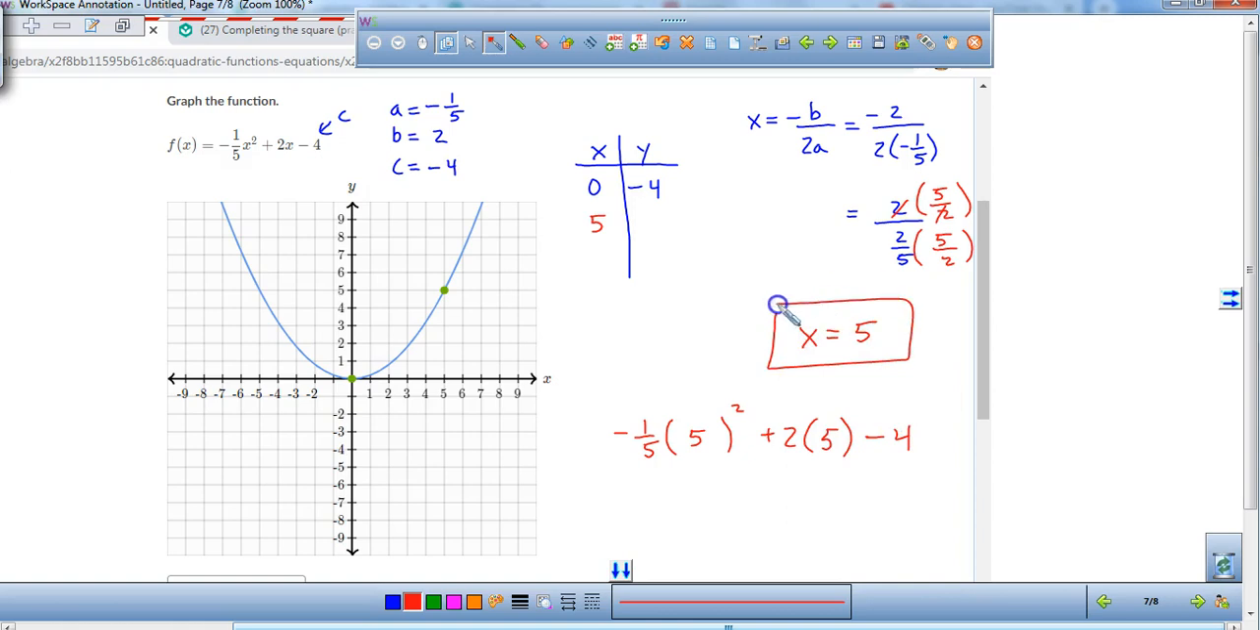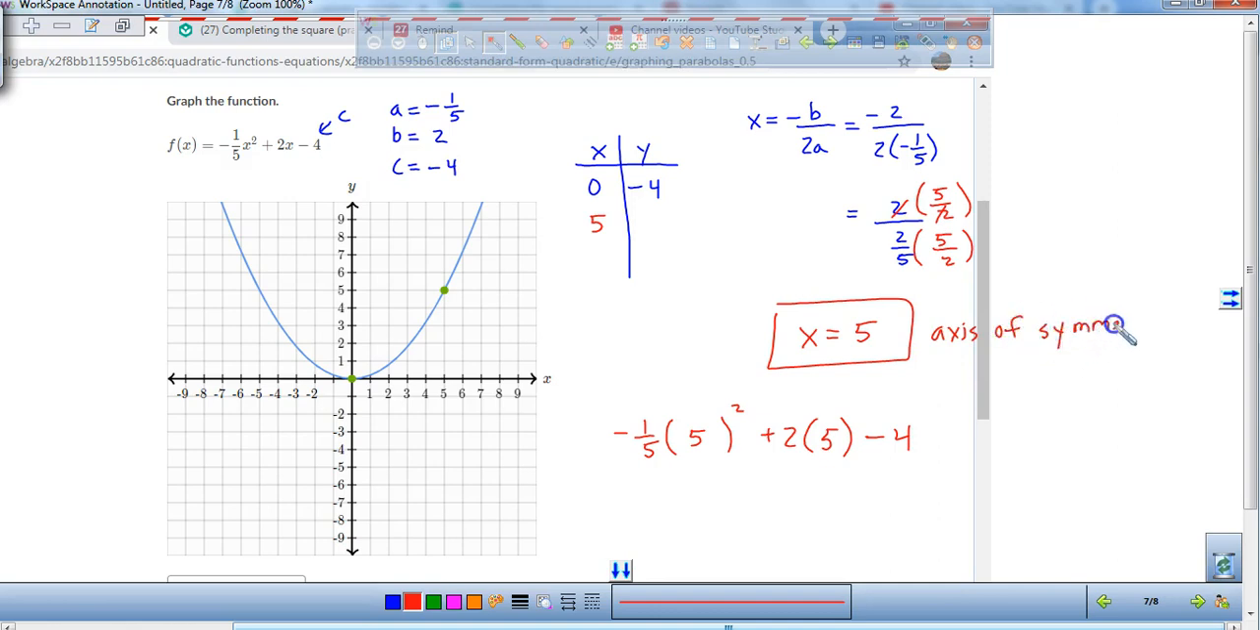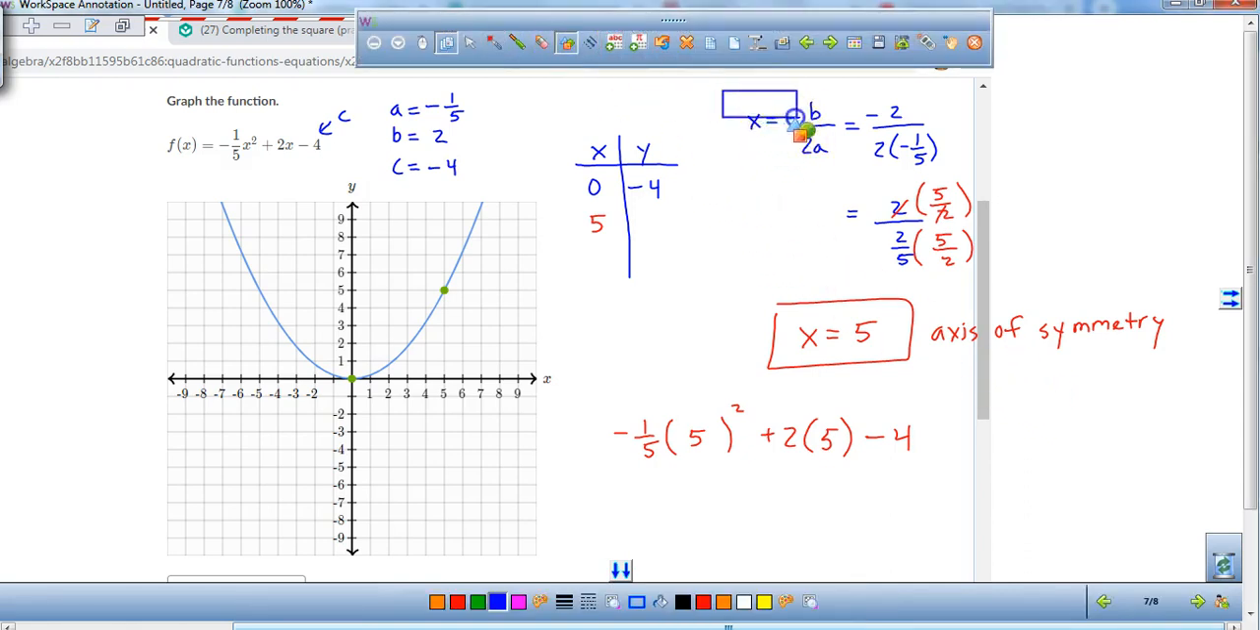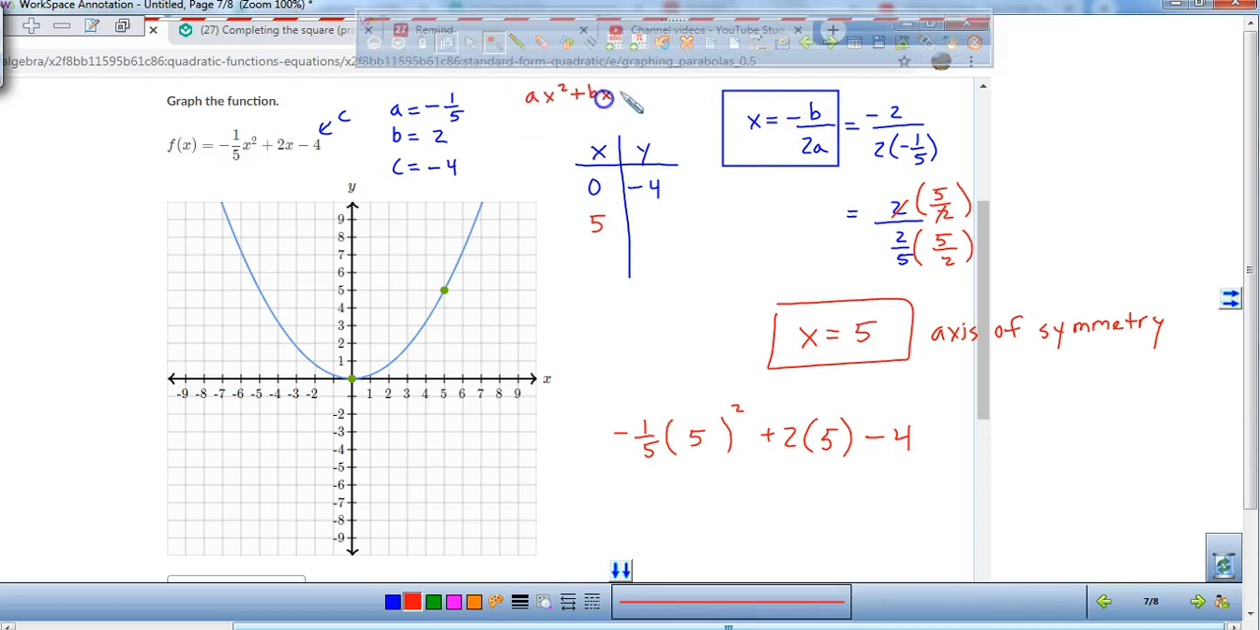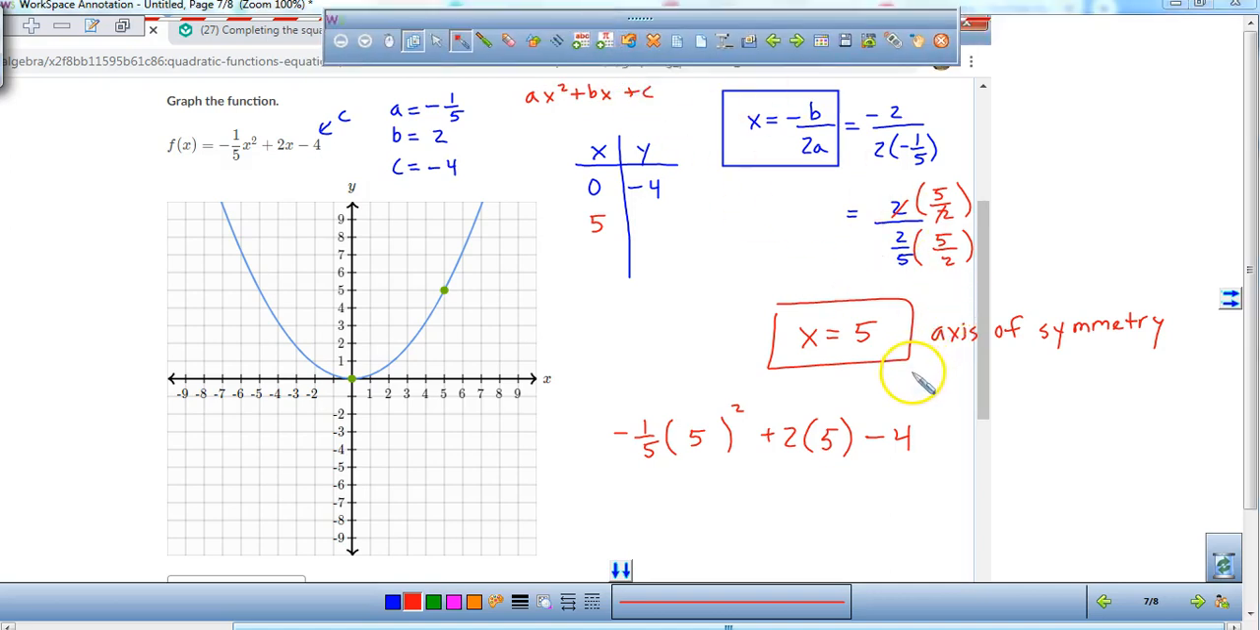And if you're wondering, what is x equals 5? X equals 5 is our axis of symmetry. It is the line that will pass vertically through the vertex. The axis of symmetry always passes through the vertex. That's why we're trying to find it. And the formula that will allow you to find it every single time is x equals negative b over 2a. You just have to know, in standard form, it's always ax squared plus bx plus c. I know, I'm saying it over and over. So here we go. 5 times 5 is 25.